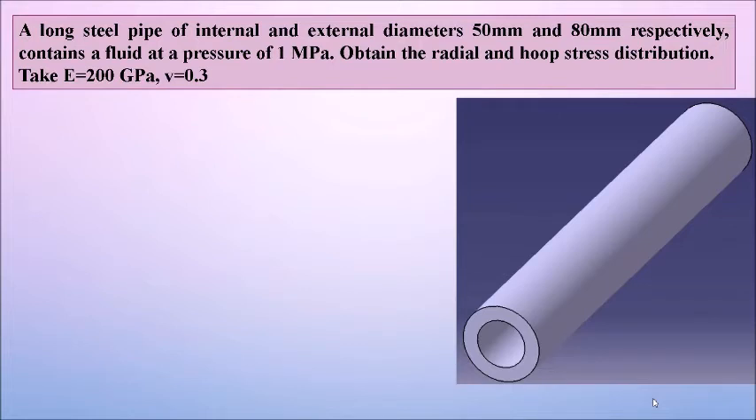You can see the cylinder here. It is a long pipe. Internal pressure of 1 megapascal is loaded. We have to obtain sigma r and sigma theta distribution. You can solve this problem in two ways.